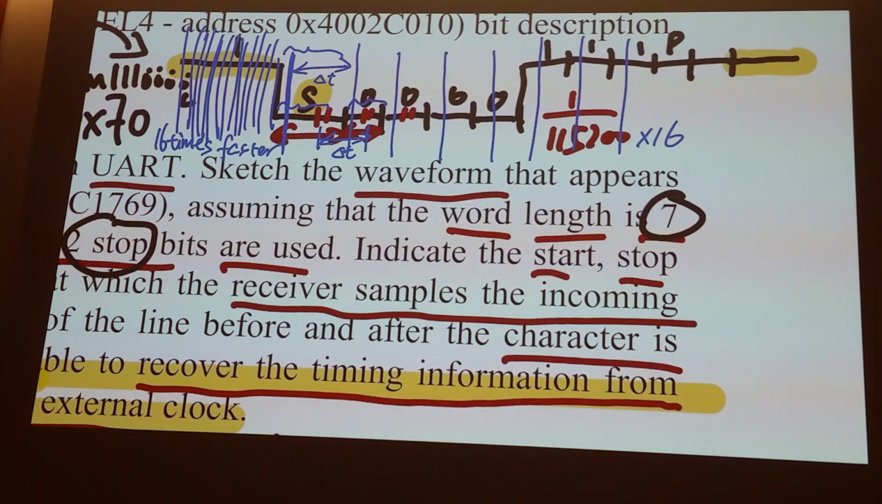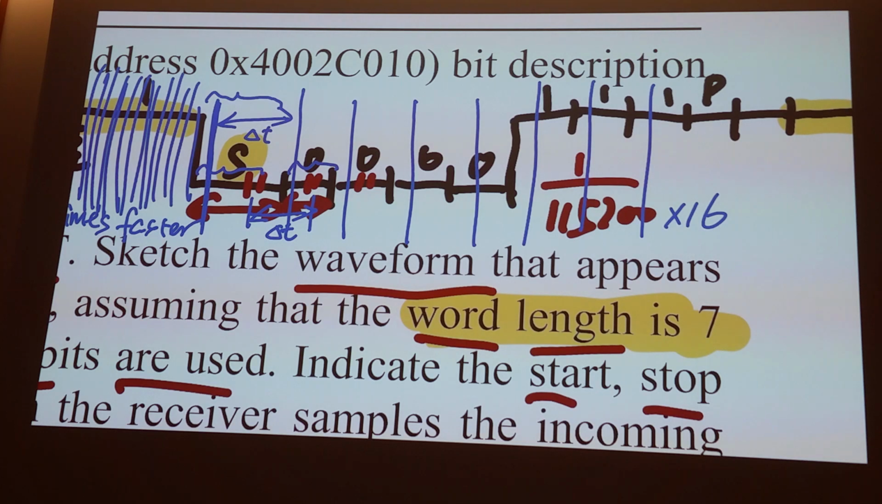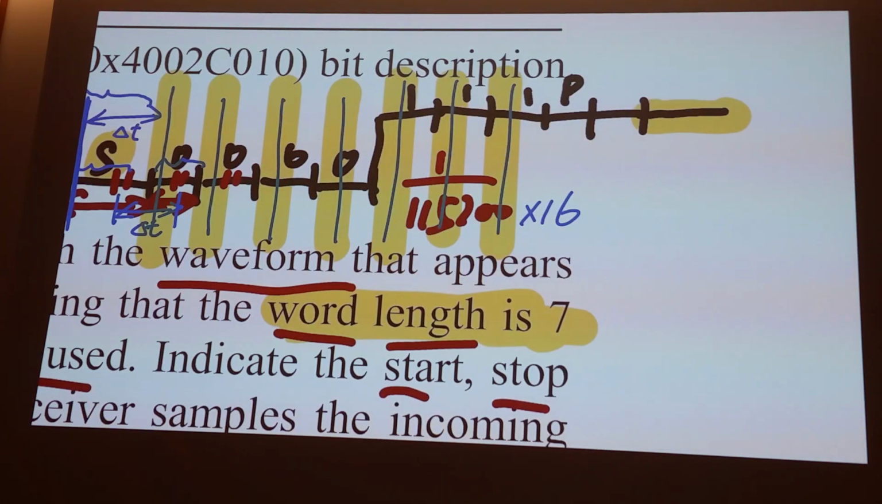So basically this agreement, the word length, is also known by both parties, receiver and transmitter. So the transmitter is sensing, so he knows that he needs to count to 7. So he will count 1, 2, 3, 4, 5, 6, 7. These are all data. Then the next one will be P.